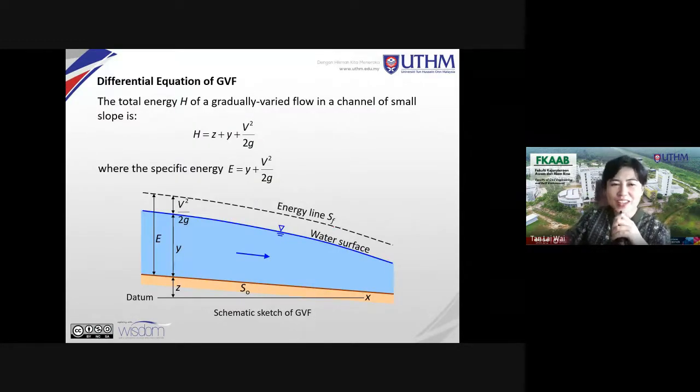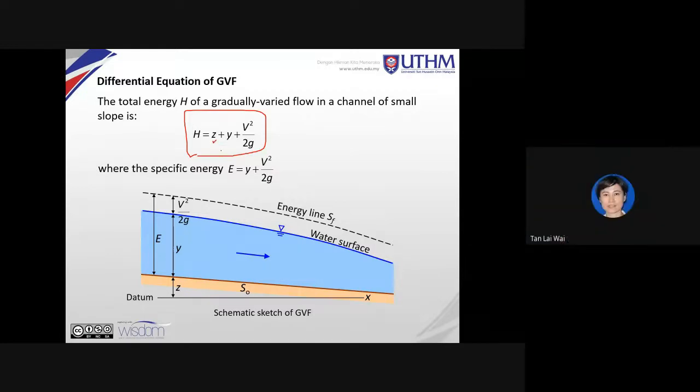Okay, now total energy of gradually varied flow in a channel of a small slope is given as this formula. Now, here's the thing. This is total energy. So they include the height of the bed of the channel with respect to a datum. This is the datum. Now, specific energy is just this part, which is y plus v squared over 2g. So you have specific energy. This is total energy. So I hope you are clear with it.